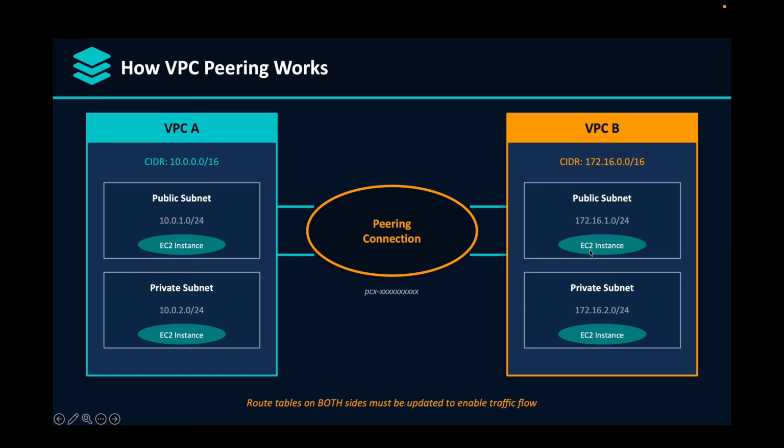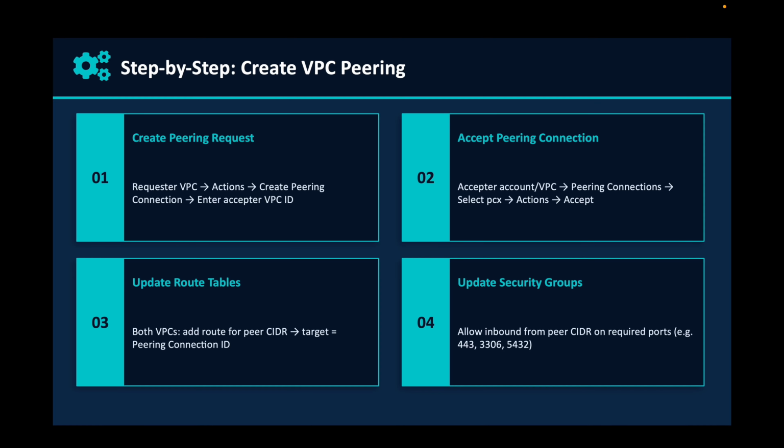Now here's the thing I need to burn into your memory right now. AWS does not automatically add routes when you create a peering connection. This is the number one reason people set up peering and then wonder why traffic isn't flowing. You have to add the routes yourself on both sides. We will do exactly that in the demo. Next is step by step how to create VPC peering. We have four steps: create peering request, accept peering connection, update route table, update security group. I will explain in detail while we do the practical demo. Let's go to the next step.